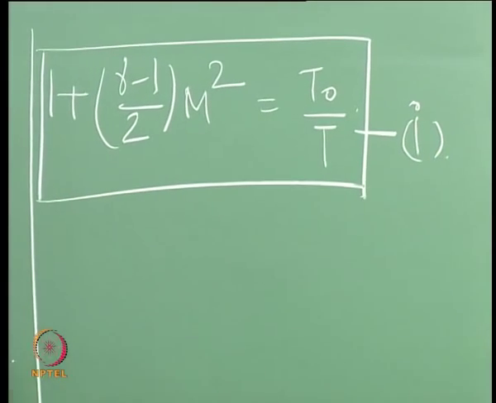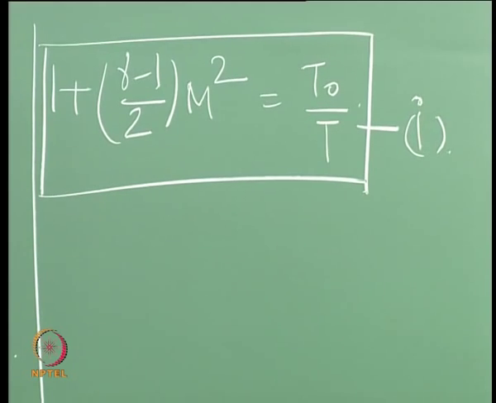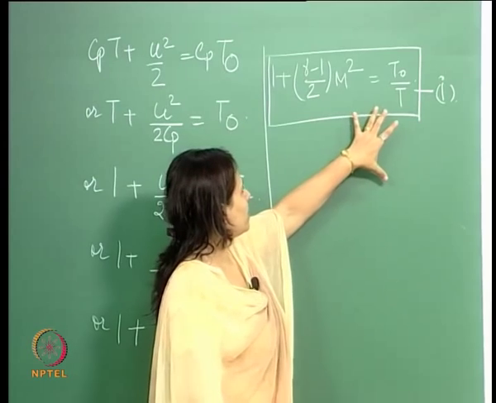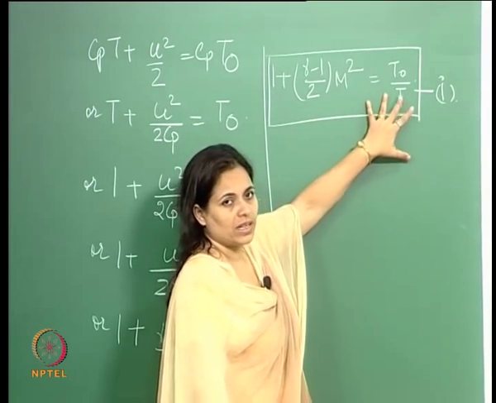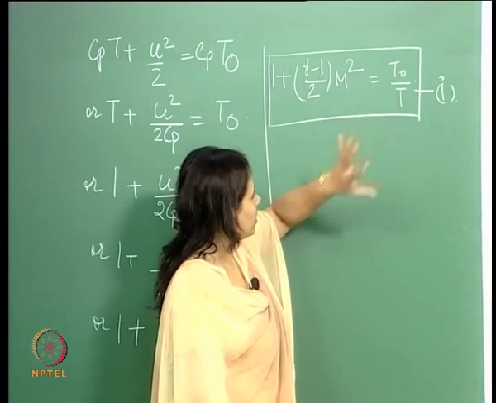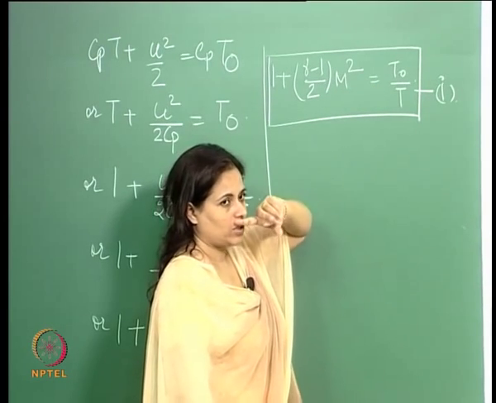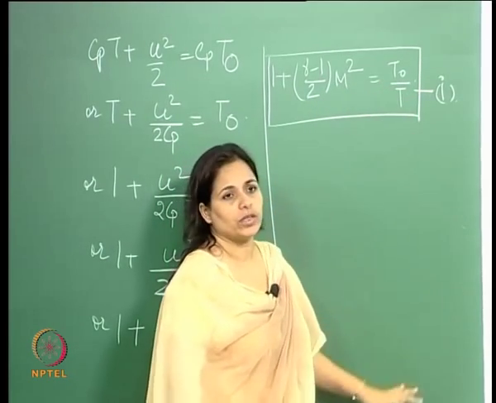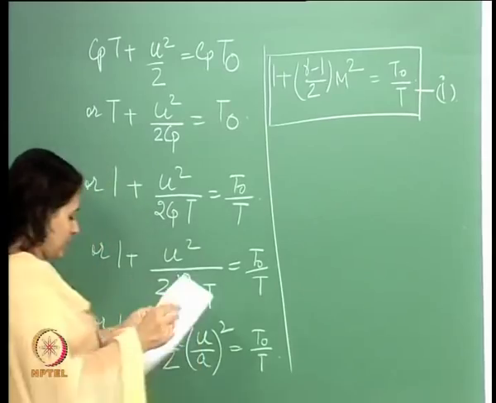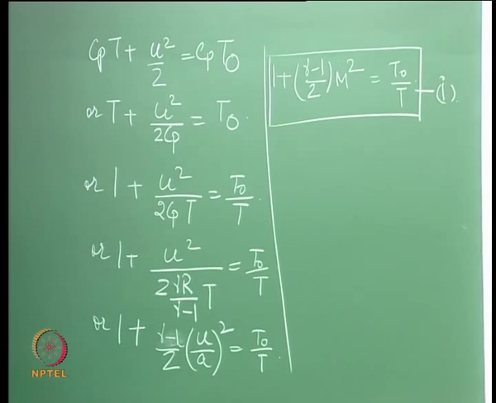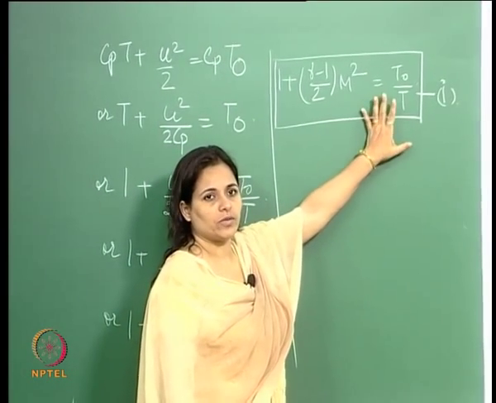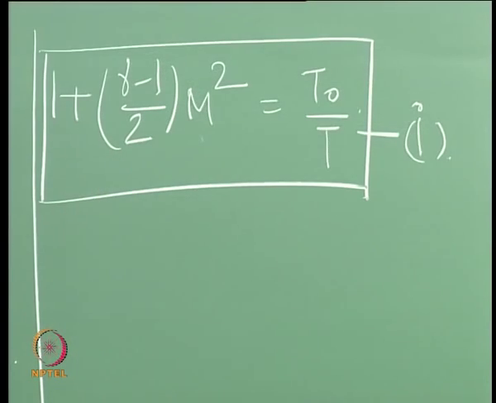Let's call this as one. So what we have been able to do now is that when we bring in the reservoir condition, we are able to connect the temperature at any location in the flow field of the shock wave with the corresponding Mach number and the reservoir temperature. Okay, so we continue to do this, and similarly, if I've been able to connect the temperature with the reservoir condition, we should be able to do the same for the pressure and density.